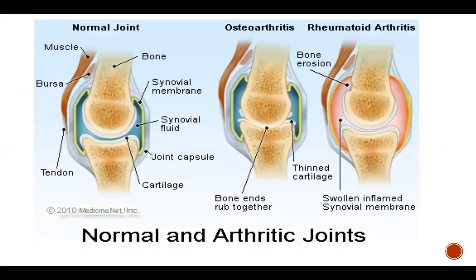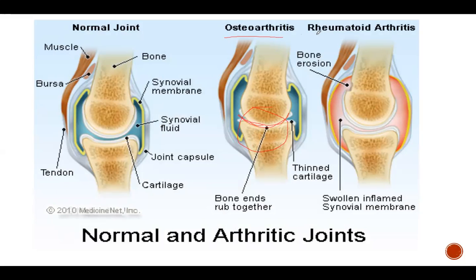These are pictures of normal versus arthritic joints. On the left, you can see a normal joint. There's no inflammation. There's healthy synovial fluid. And then on the right, you can see different types of arthritis. There's osteoarthritis, where you can see bone rubbing on bone, and this space between the bones has worn away.